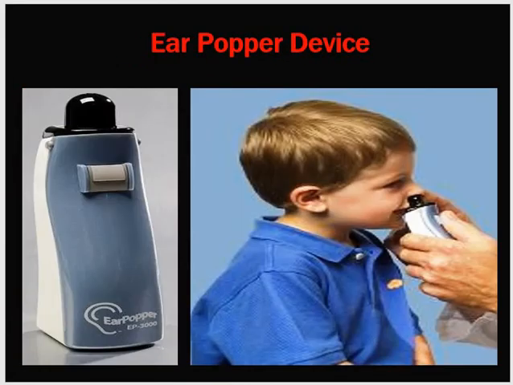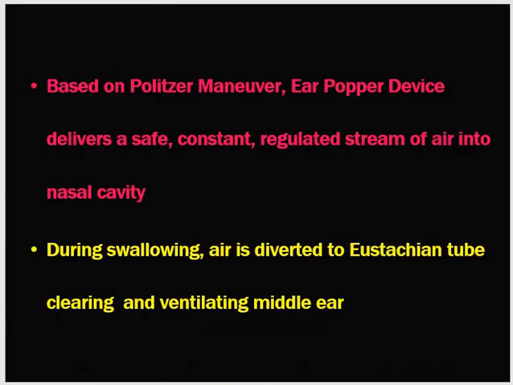Next is the ear popper device. This is also based on Politzerization. The device delivers a safe, constant and regulated stream of air into the nasal cavity. During swallowing, the air is diverted to the Eustachian tube, clearing and ventilating the middle ear. All these non-surgical, non-medical equipments help to open the Eustachian tube and thus ventilate the middle ear.